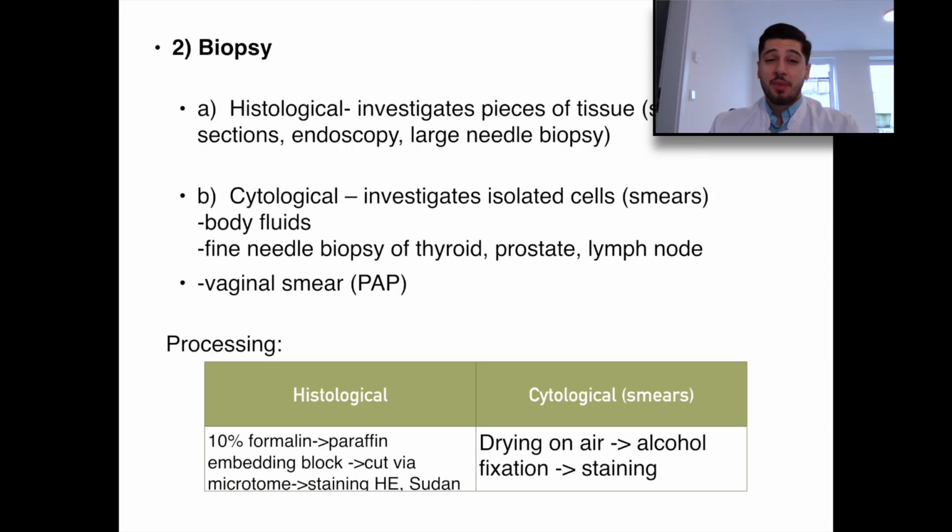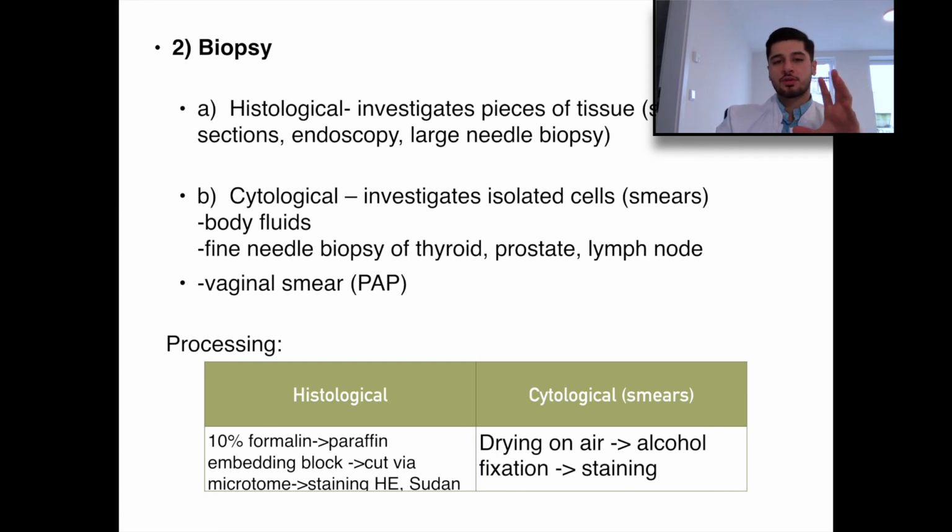And the second one is the biopsy, which is divided into histological and cytological investigation. So the histological investigation investigates pieces of tissue: surgery, frozen sections, endoscopy, large needle biopsy. The cytological investigation investigates isolated cells: smears, body fluids, fine needle biopsy of thyroid, prostate, lymph node, and vaginal smear.